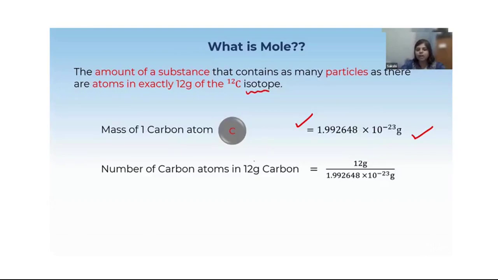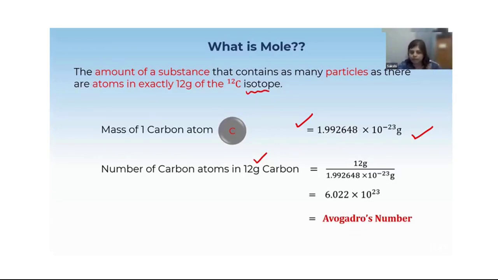The number of carbon atoms in 12 grams of carbon: how do we find it? One atom is this much mass, so in 12 grams there will be how many atoms? You do 12 divided by 1.992648 into 10 power minus 23. It comes out to be 6.022 into 10 power 23. That is one mole. That is Avogadro's number.